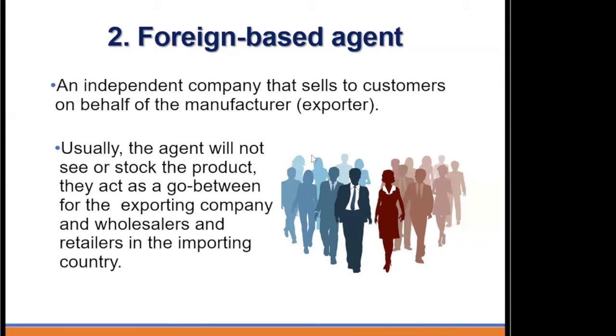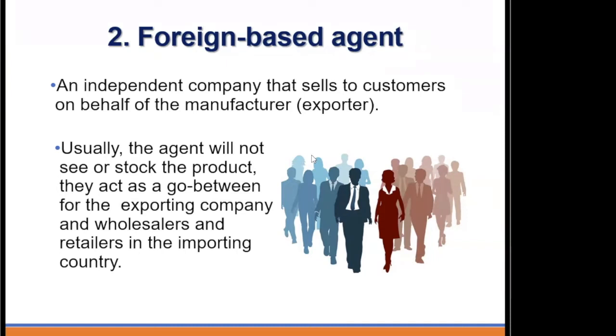Now, aside from that, we can also talk about foreign-based agents. These are independent companies that sell to customers on behalf of the manufacturer. Usually these agents will not see or stock the product, unlike the distributors who will actually see the product, pay for it, take ownership of it and stock it. Agents will just act as go-betweens, just like what the export agents in the domestic market will do. Only in this case, these agents live in the foreign markets that the exporter is exporting to.